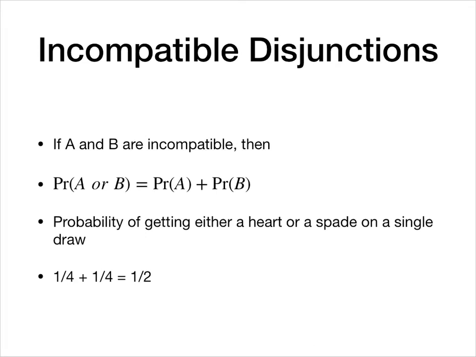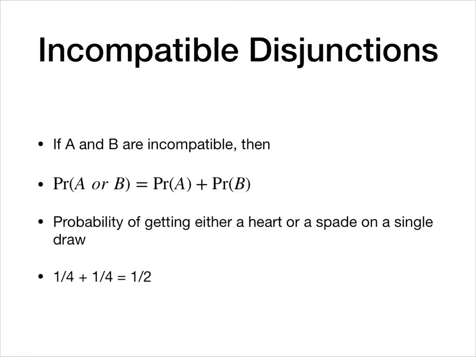Here are some examples. Incompatible disjunctions. If A and B are incompatible, then the probability of A or B is equal to the probability of A plus the probability of B. So if they're incompatible events, the disjunction is just the sum of the two simple probabilities. So the probability of getting either a heart or a spade on a single draw is equal to 1/4 plus 1/4, which is equal to 1/2.